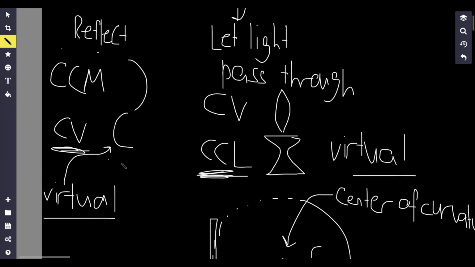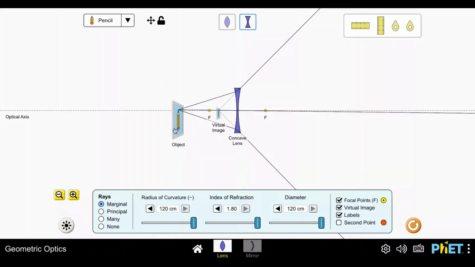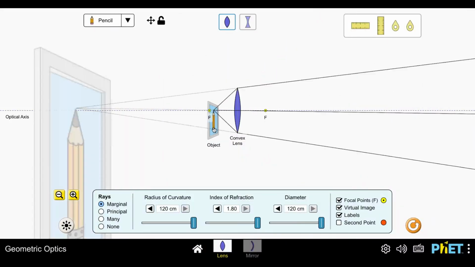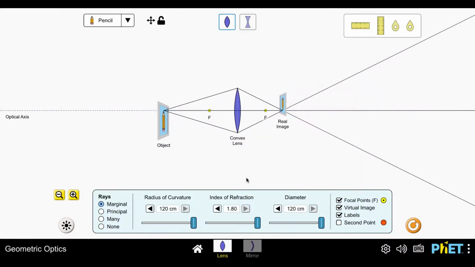So you can see how mirrors and lenses are very confusing because they flipped the names. All right, so you have to remember that convex mirrors and concave lenses only form virtual images, while concave mirrors and convex lenses can form virtual and real images. Okay, so that is another important thing to know.